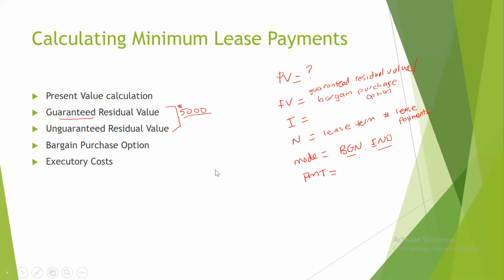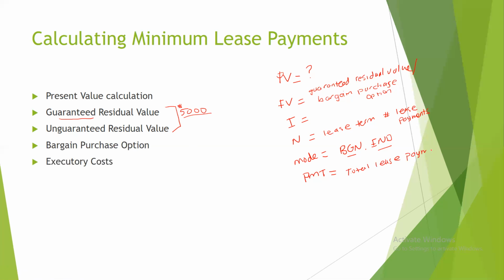Executory costs. We talked about how we have to figure out who's responsible for the maintenance, the insurance, the property tax. So if there are any extra costs that the leasee is responsible for, those get subtracted when you're figuring out what the lease payments are. So the PMT is going to be your minimum lease payment.